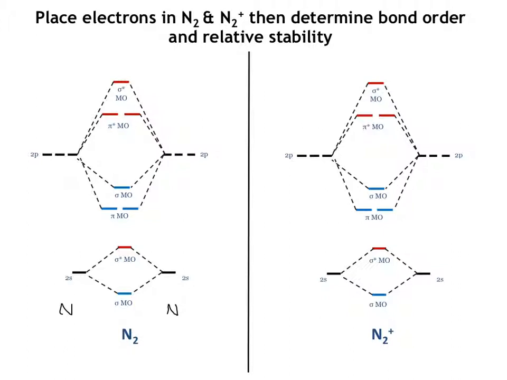Let's try it this way. If I was going to write the electron configuration for nitrogen, how would I write it? What noble gas comes before it? So it's got core electrons and helium, and then I'd write 2s2, 2p3.